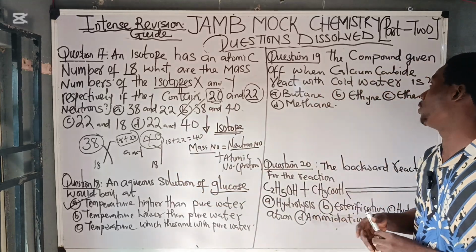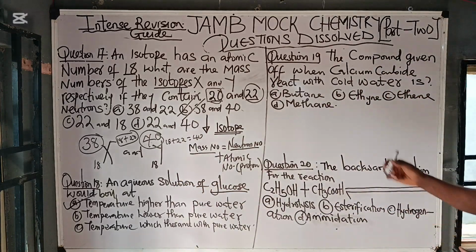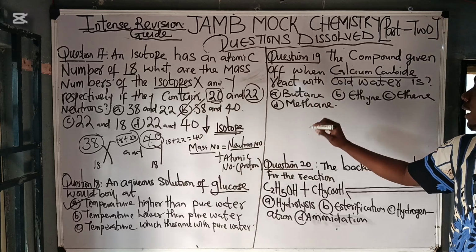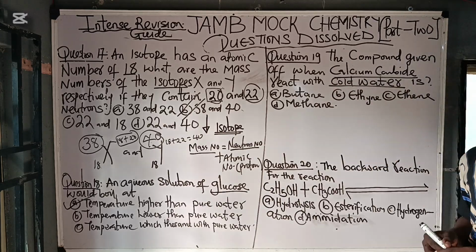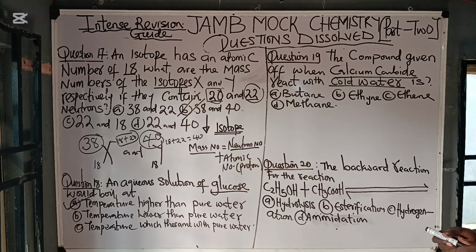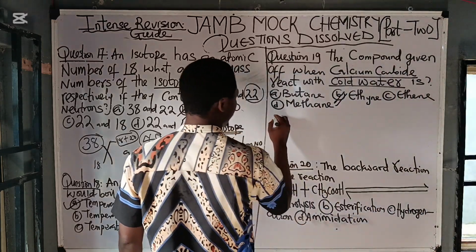The answer is A. Next question. The compound given off when calcium carbide reacts with cold water is what? What is the chemical compound given off when calcium carbide reacts with cold water? That is ethyne. Take note of that. Now, listen to me carefully.